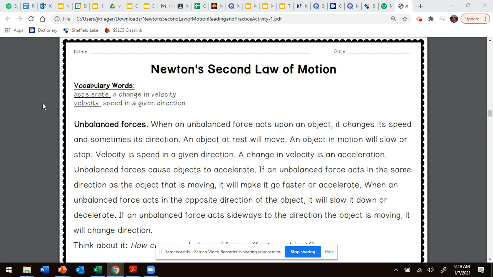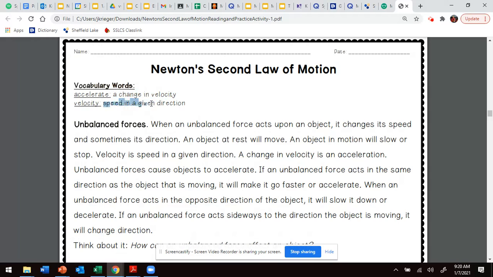Hi, everyone. As we review today Newton's first law and move on to his second law of motion, I think it might help if we explain some important vocabulary words and follow along as Mrs. Krieger reads a little deeper. Our science books are great, but this adds more detail to Newton's laws of motion. As I read his second law of motion, pay attention to this word: accelerate. Accelerate means a change in velocity.